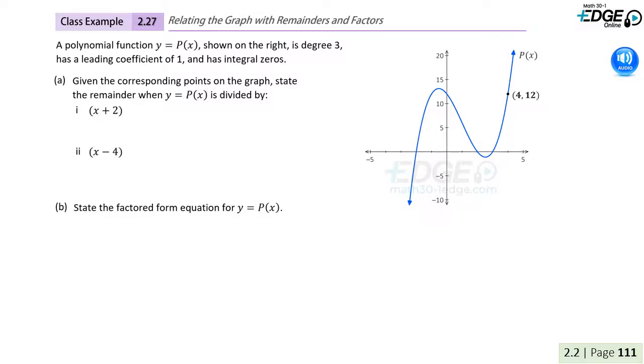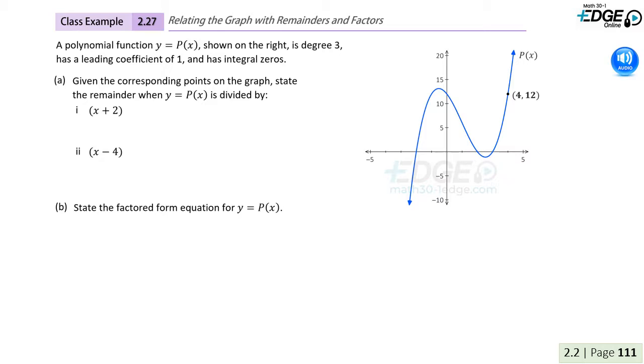In class example 2.27, we will relate a graph to the remainders and factors of a polynomial function. Unlike some of our previous examples where we're given the polynomial function, here we're just told that it's called p of x, and then we have a graph of degree 3. It confirms that the leading coefficient of the function will be a 1, and it has integral zeros.